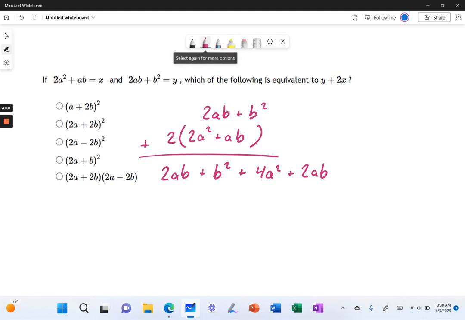Is there anything I can work with? Yeah, look at that. I got like terms right there. So let's rearrange this just a little bit. I have 4a squared plus 4ab. I combined those like terms plus b squared. And I wrote it this way on purpose to hopefully jog some memories that you might have of factoring.